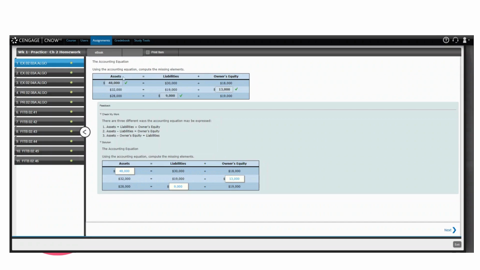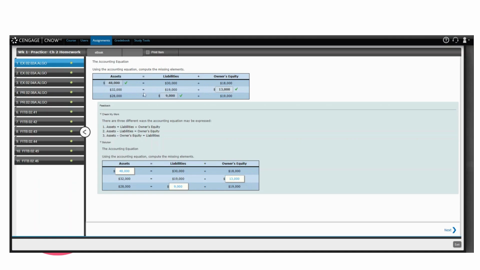So the book tells us that assets equals liabilities plus owner's equity. So if I have liabilities and owner's equity, when I add them up, I get my number for assets. So in this case, it's $48,000 worth of assets. As long as I know two of these elements in the equation, I can always compute the other missing element.